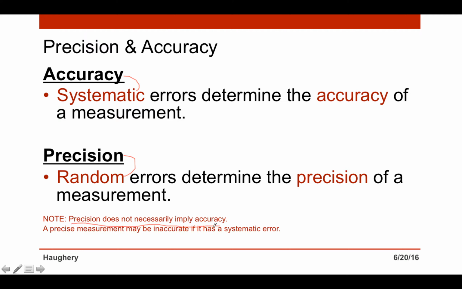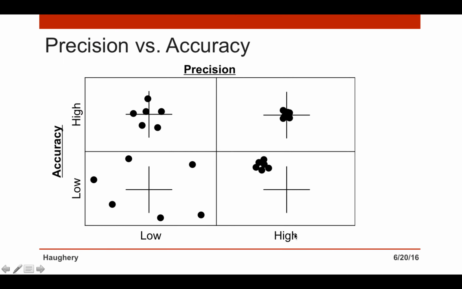Okay, those are two different things like we said. And a precise measurement may be inaccurate. Okay, so we may have a very precise measurement, but it's not very accurate. And we'll see what that means here in a second. So when we talk about accuracy and we talk about precision, we can put them in this 4-quadrant diagram with accuracy on the left and precision on the top, and we have high and low for each.